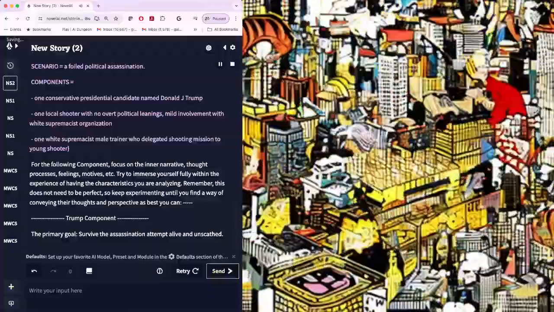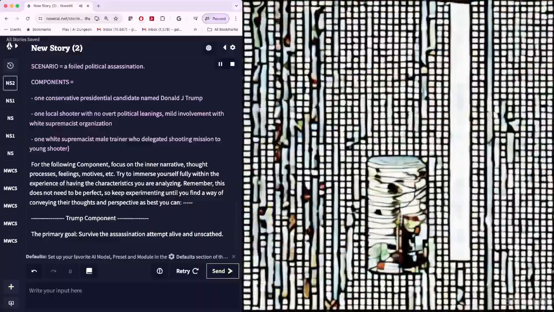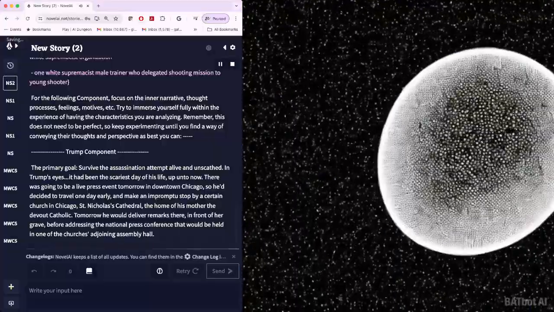For the following component, focus on the inner narrative, thought processes, feelings, motives, etc. Try to immerse yourself fully within the experience of having the characteristics you are analyzing. Remember, this does not need to be perfect, so keep experimenting until you find a way of conveying their thoughts and perspective as best you can. Exactly. Trump component, the primary goal: survive the assassination attempt alive and unscathed.